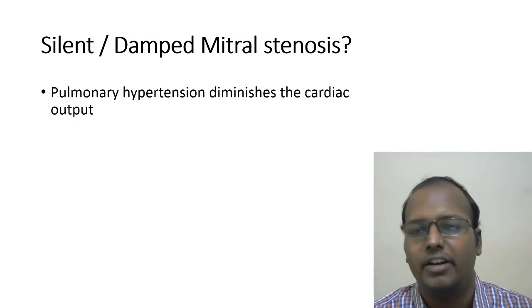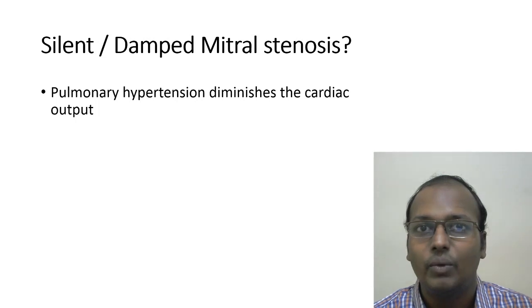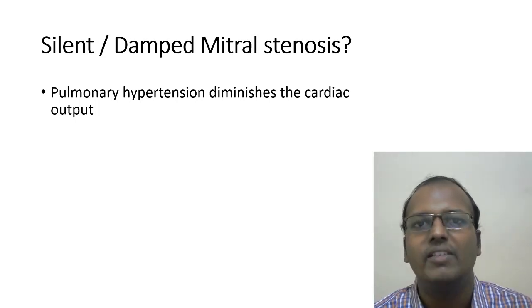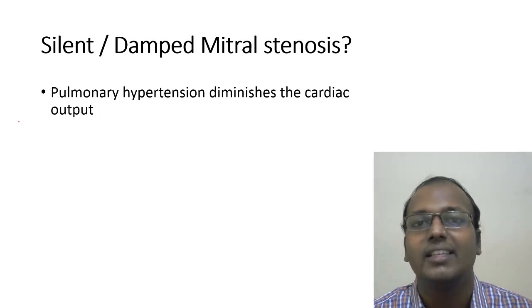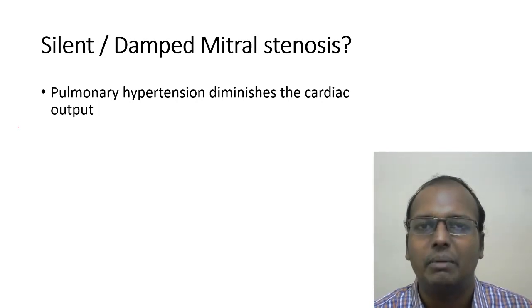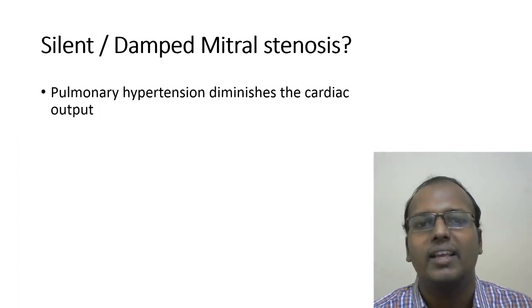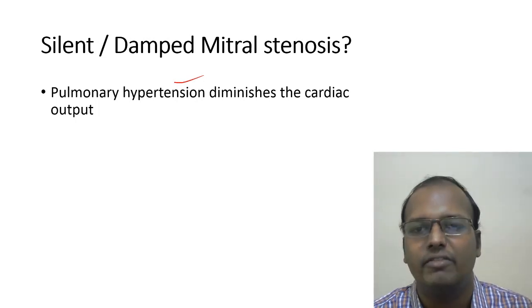Pulmonary hypertension diminishes the cardiac output. Yes or no? How? The right ventricle is the one which receives all the peripheral blood, right? Through the IVC and SVC, the blood is received into the right atrium and to the right ventricle. This right ventricular blood has to pass through the pulmonary artery into the pulmonary vein, then it should come to the left atrium. Whereas in a patient with pulmonary hypertension, the proper quantity of blood will not be able to come to the left side of the heart.